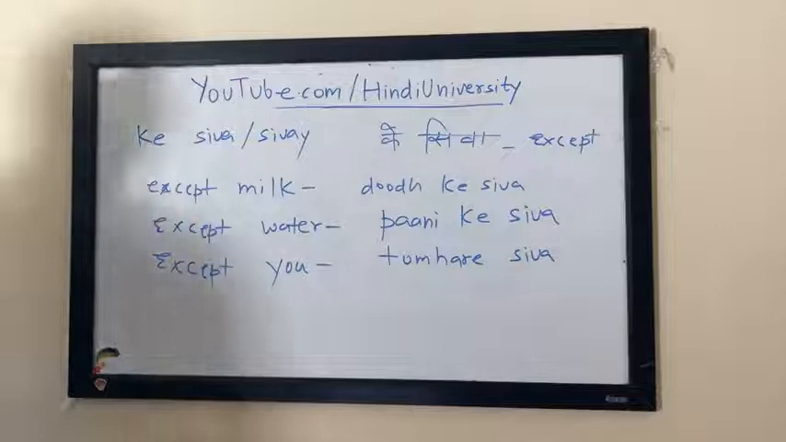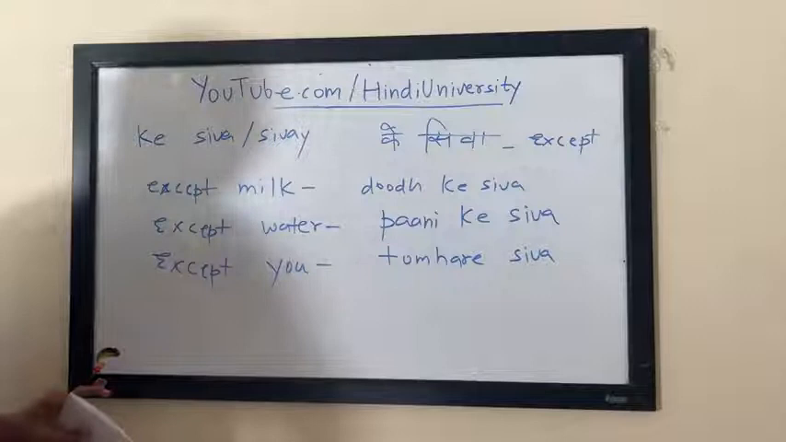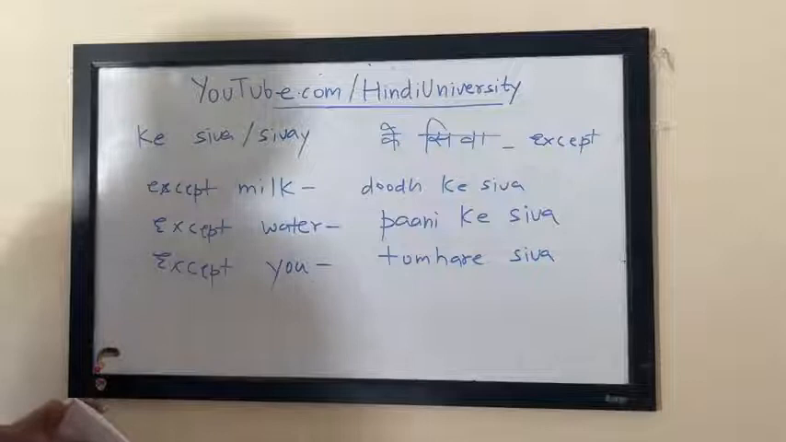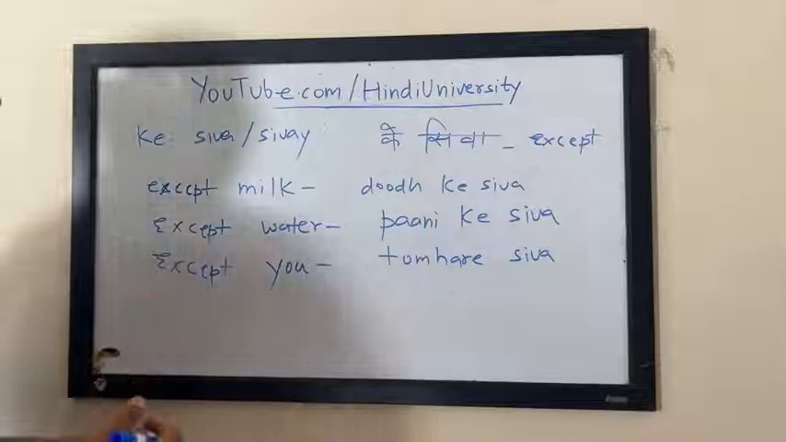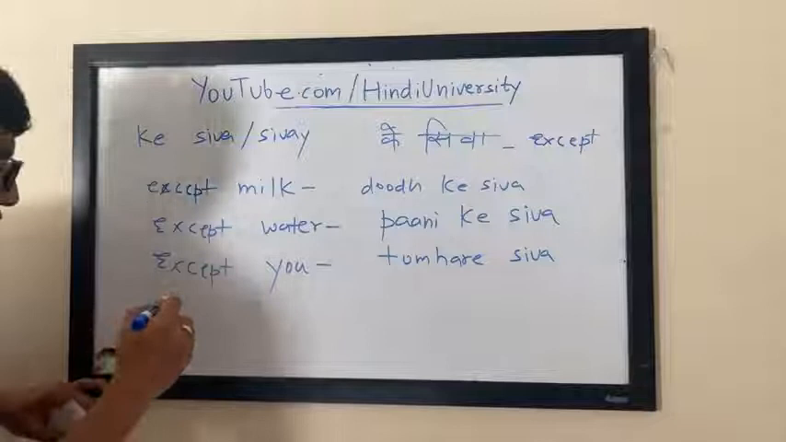Okay, say the sentence one more time. Main tumhare siva kuch nahi chahiye. Okay, mujhe tumhare siva kuch nahi chahiye. I do not want anything except you, which is basically emphasizing, I only want you. Let's see, you have this one, except money.